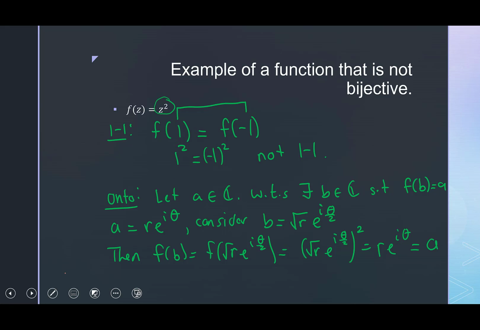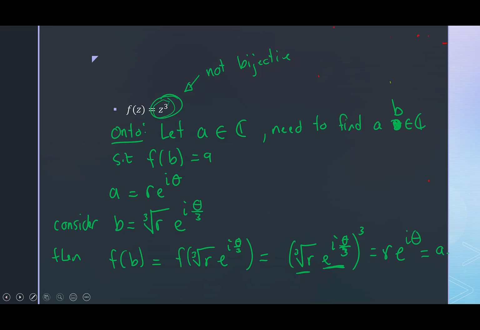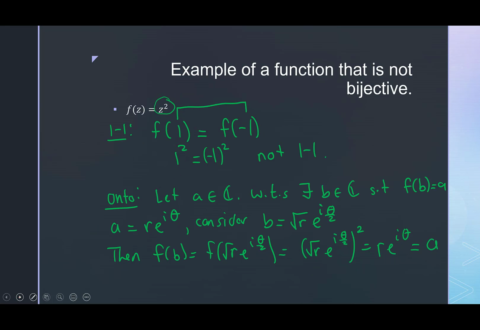f of z equal to z cubed turned out to be a surjective function still, but it wasn't injective. And now z squared is not bijective. It's still not bijective, but it is at least surjective now. So it's sort of got an upgrade going into complex land, I should say. Kind of cool.